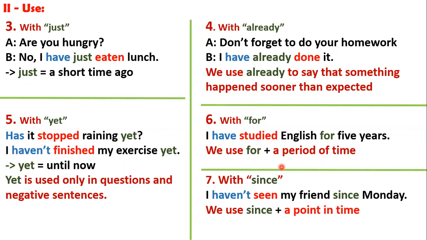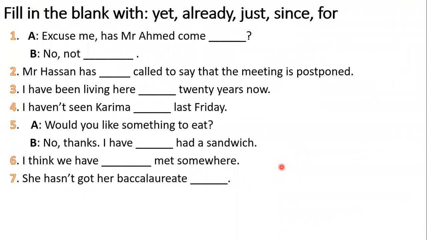Okay, so we have just, yet, already, for, since. And we have never and ever that we're going to see later. So here we have another exercise. Fill in the blank with yet, already, just, since, or for.